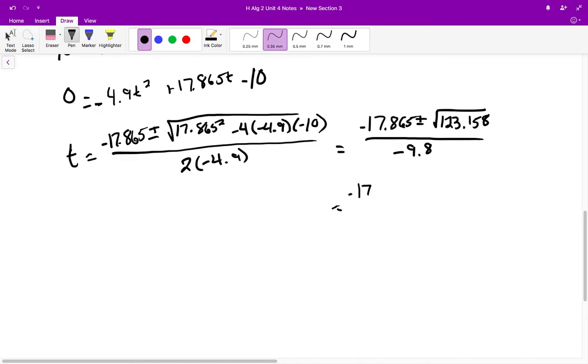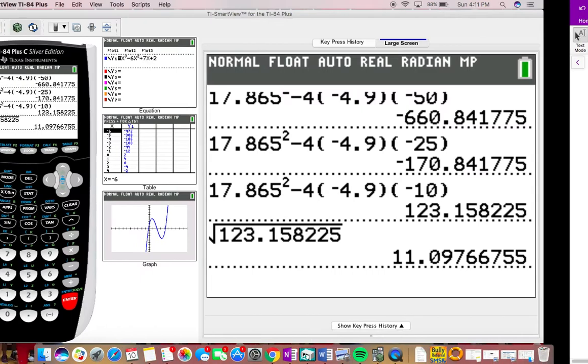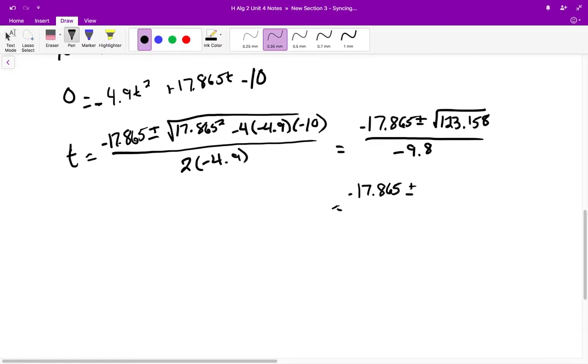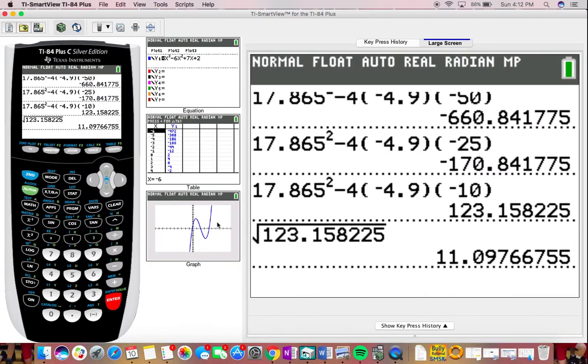So negative 17.865 plus or minus 11.098, divided by negative 9.8. I'm going to go ahead and split this up. So we're going to take negative 17.865 and add 11.098 to it. We're also going to subtract it. And both times we're going to divide by negative 9.8.